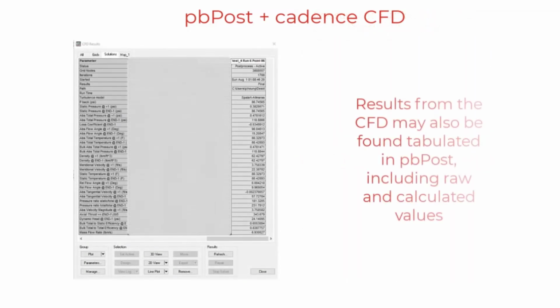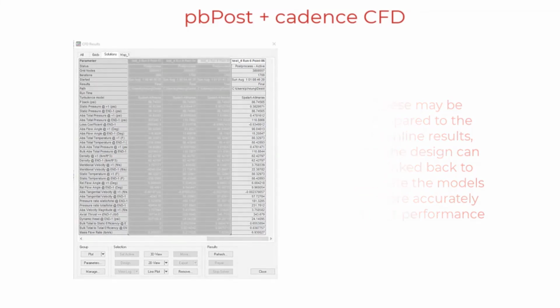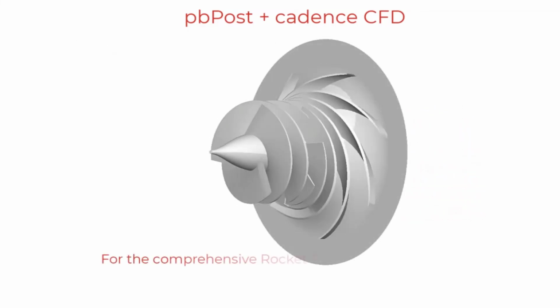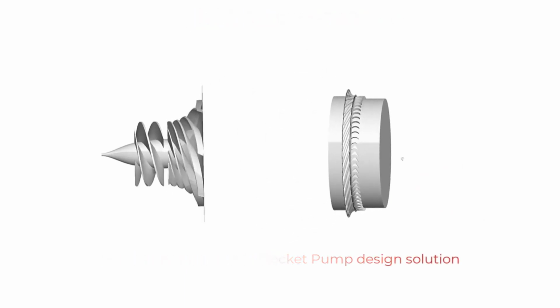All high-level results can be visualized in the run table, allowing you to compare between results or choose which design you'd like to run back through the mean line. Fine Agile for turbopumps is the solution for those looking to reach new heights with pump technology.